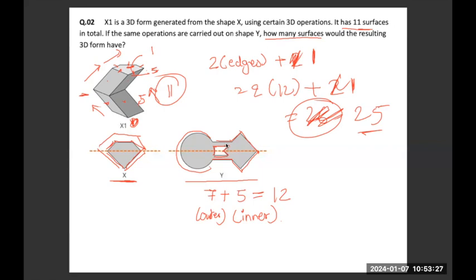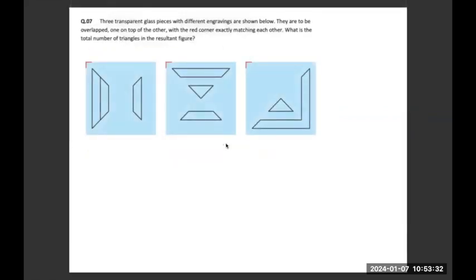Okay, we'll move to the next one. Here you are given three transparent glass pieces with different engravings. They are to be overlapped one on top of the other with the red corner matching each other. What is the total number of triangles in the resulting figure? Let's just draw the resulting figure first. I'm just using the first one. In your exam, you need to actually sketch all of these three together to get some better clarity.